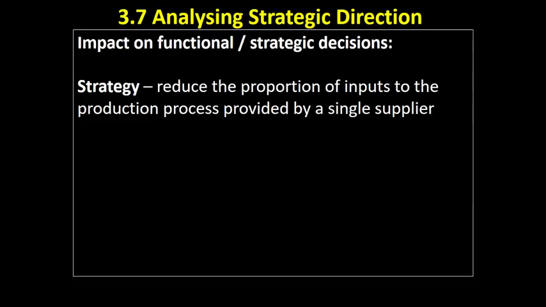So in terms of the impact that the power of suppliers would have on functional or strategic decisions, the strategy needs to be to reduce the proportion of inputs to the production process provided by a single supplier. We need to have a choice of suppliers. We might buy all of our computer chips this time off one supplier, but we want to be in a position where we're not beholden to them. We don't have to use them every time. So that needs to be our strategy. How can we go about doing that?